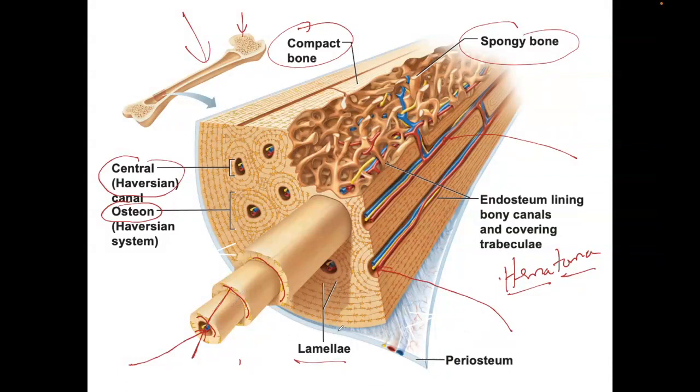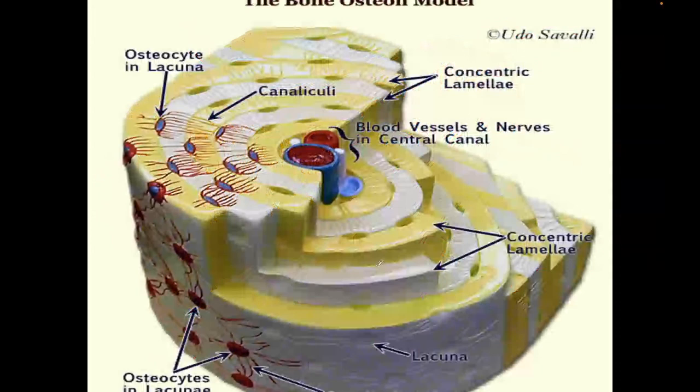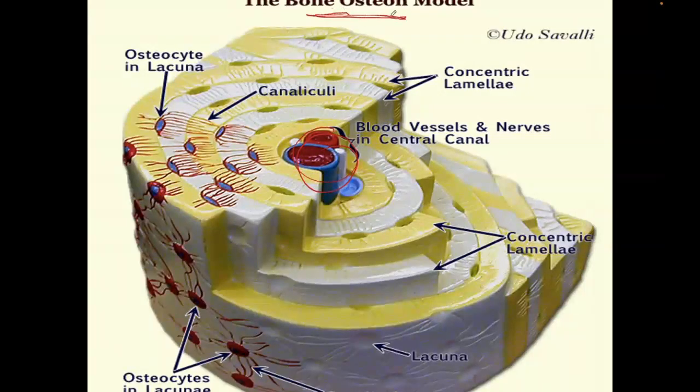The outer part of bone is called a periosteum. So tendons attach to the periosteum, ligaments attach to the periosteum. The inner part of bone is called an endosteum. Endosteum is the inner part of bone. Okay. So when we look at a model of bone, right here in the center, the arteries, veins, and nerves, that's in the central canal or the haversian canal. One of these things is really called an osteon, right? So we're looking at a bone osteon.